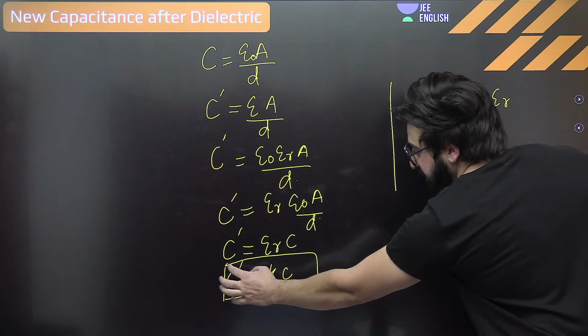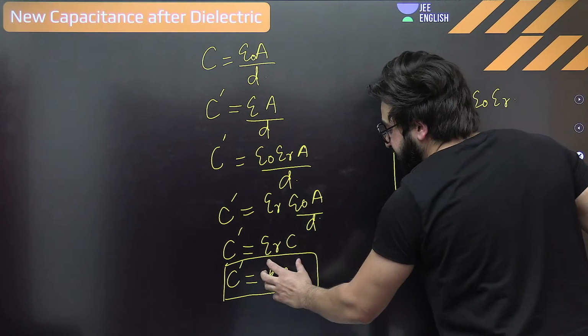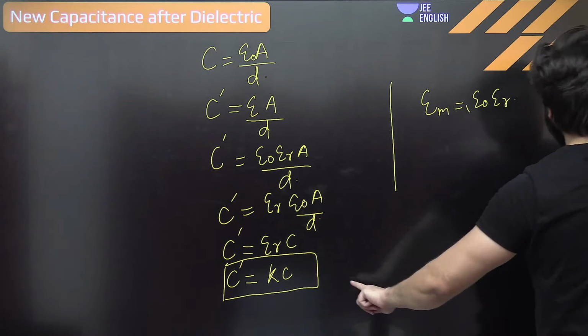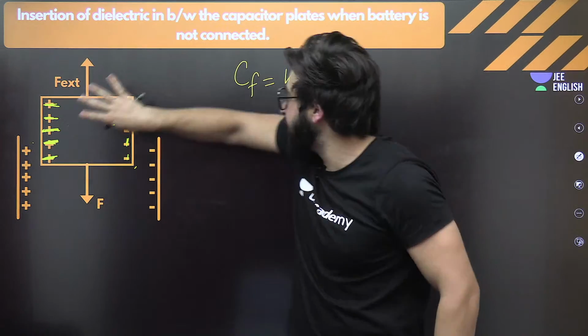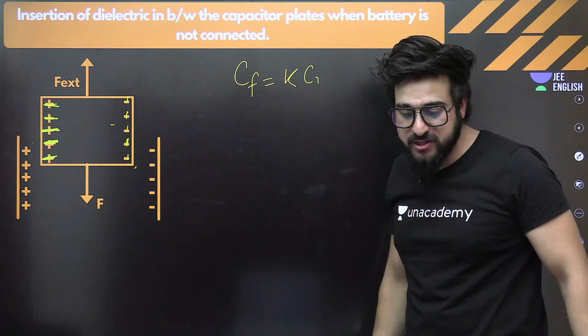This is the proof. The final capacitance after placing the dielectric will be K times C. C was the initial capacitance without the dielectric. Can I say it like that? This is what happens in the case of capacitance.